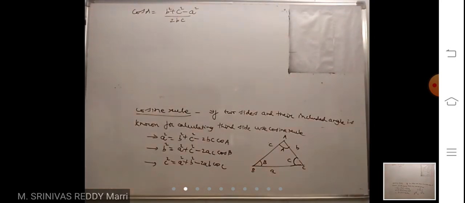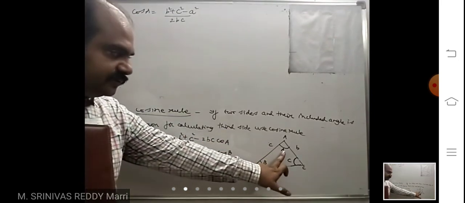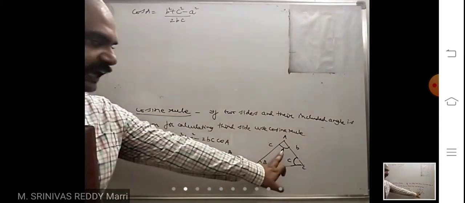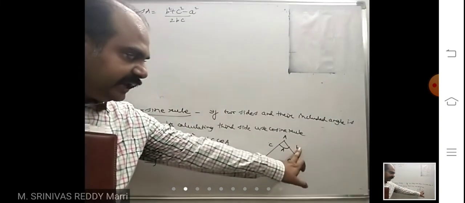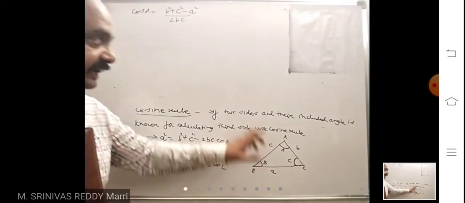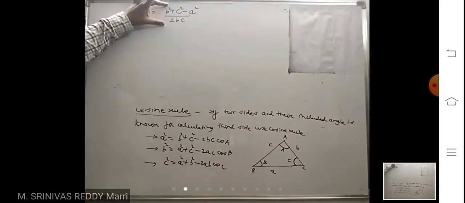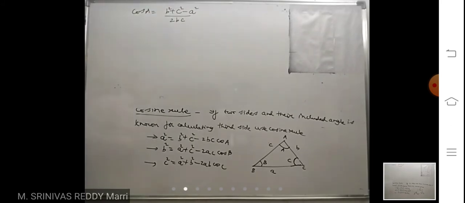Look at here. Cos A is nothing but this angle. Suppose all the sides are known. Cos A is nothing but B square plus C square minus A square in the numerator, divided by 2BC. This is the cos A formula.